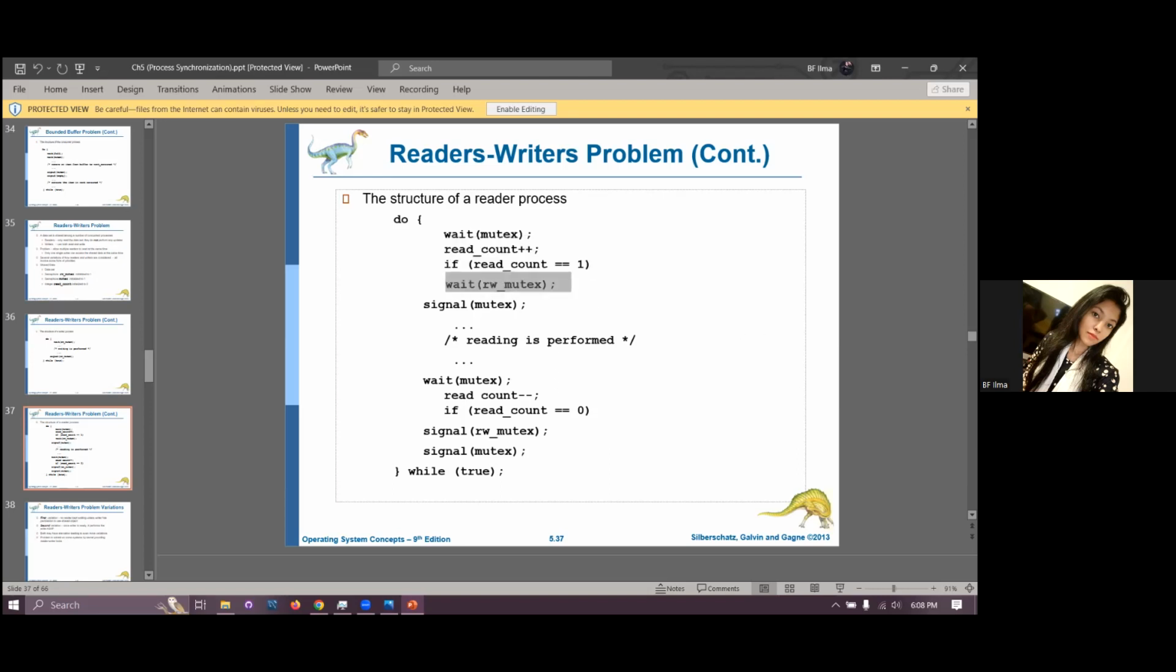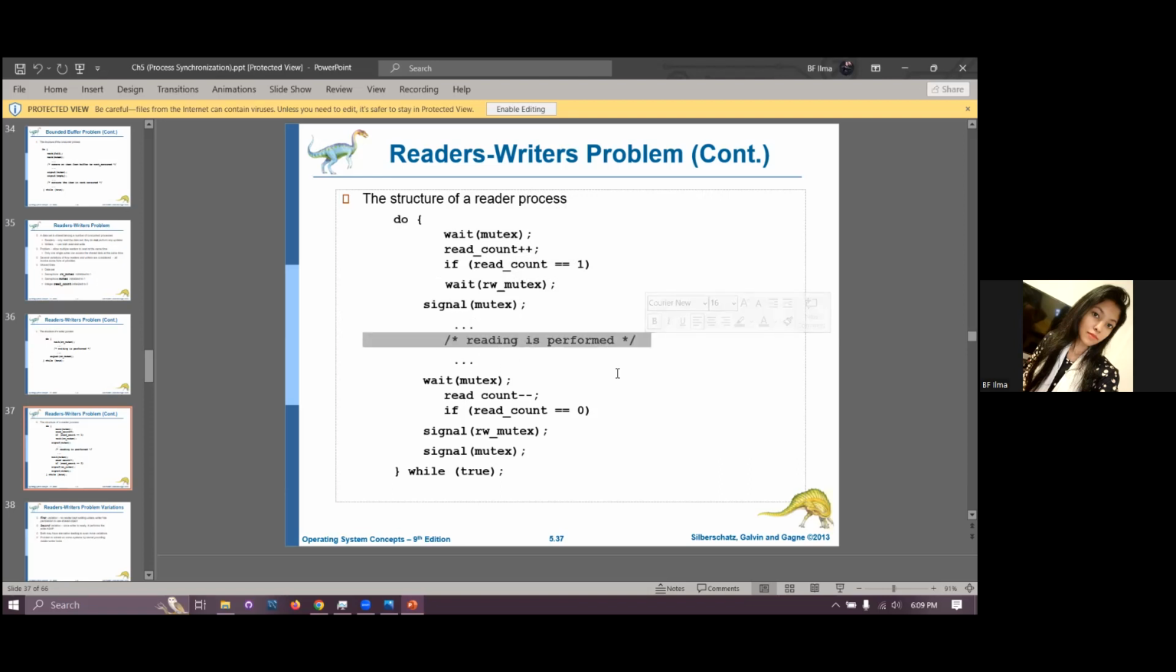Suppose there are no writers writing at this time, then it can proceed. The next thing it does is signal the mutex, which means now any other reader process can actually read. Not the writers, because they will have to wait for this. But any other reader process will have the same structure. It will wait on mutex, but since we signaled the mutex here, it can proceed as well. So this allows multiple readers to read at the same time.